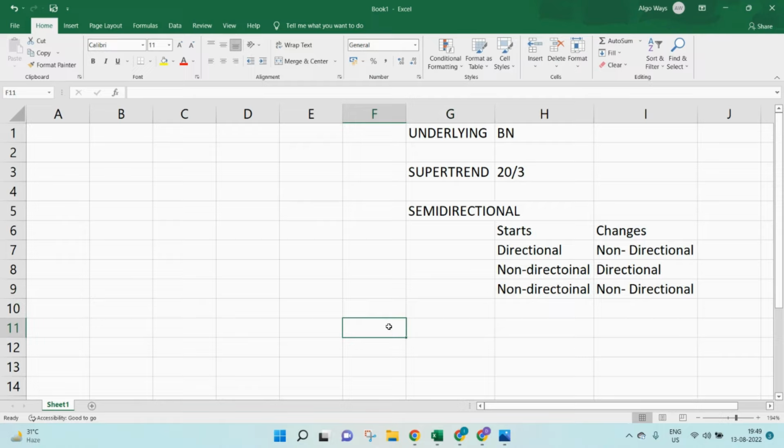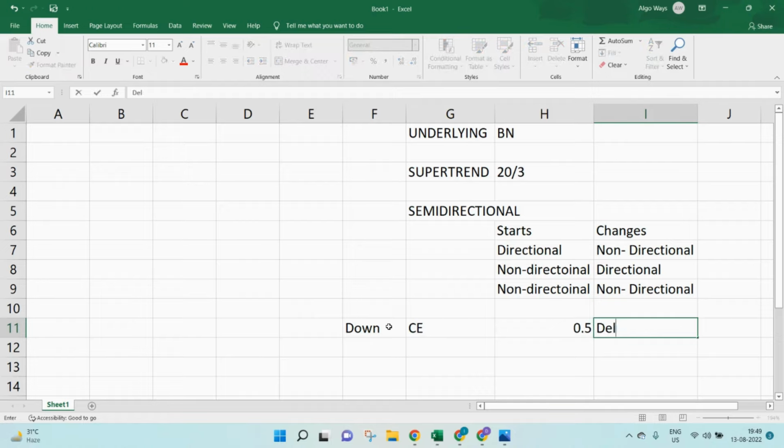Okay, when the market is down, you sell a CE of 50 delta and a PE of, say, 40 delta.